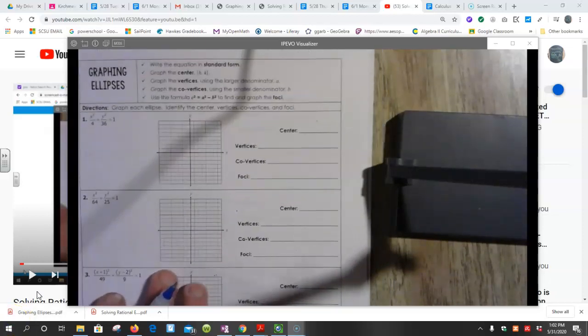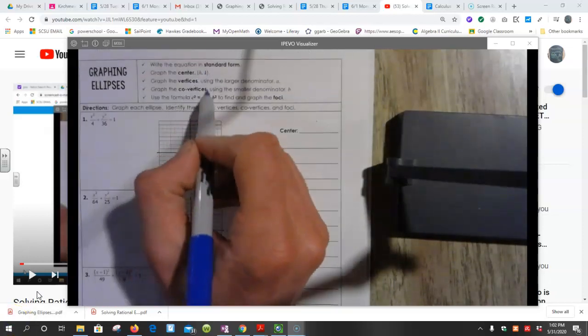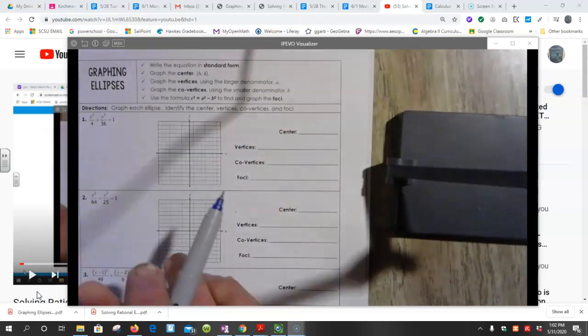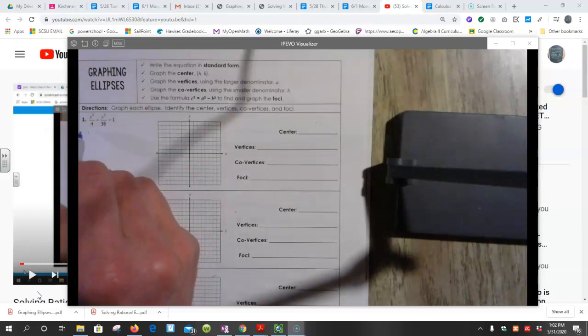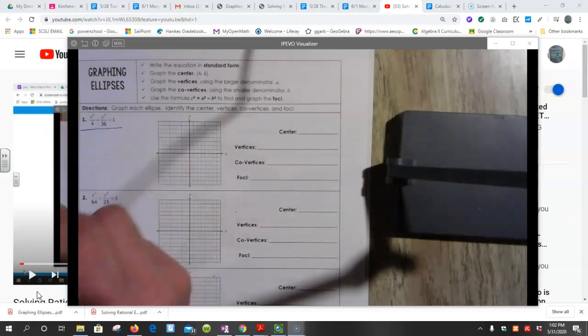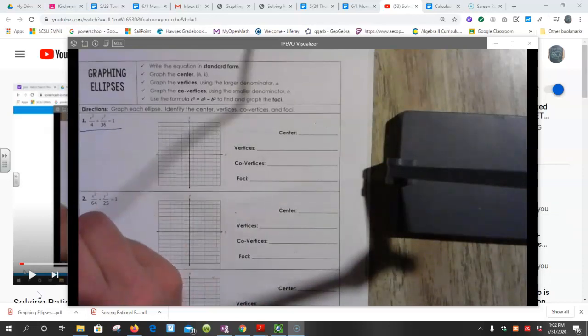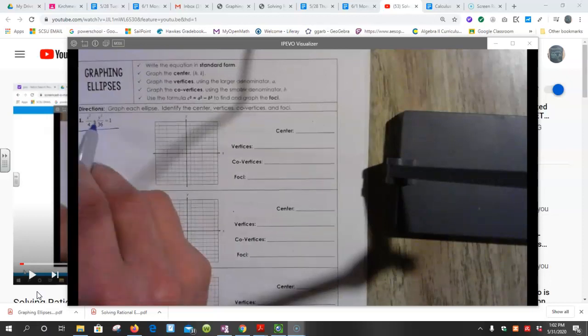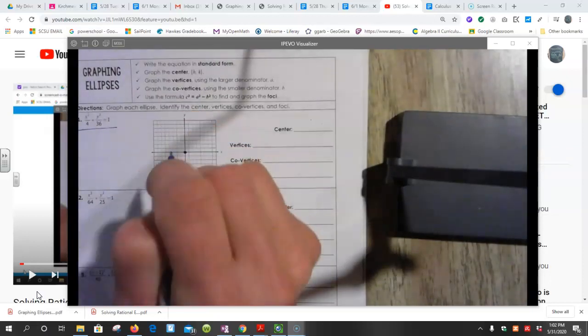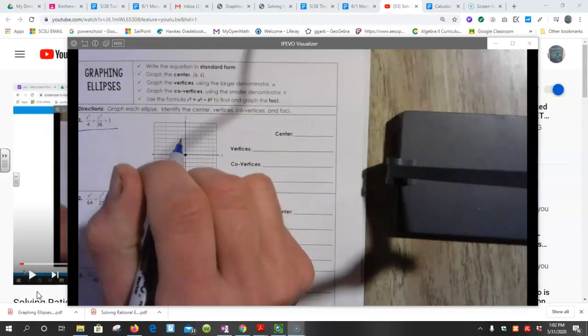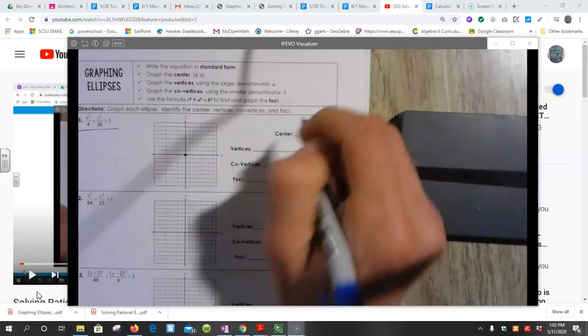Alright, so now we're going to graph some of these ellipses, and these are the steps right here, a little checklist that tells you what to do. So you're going to write it in standard form. So we have the ellipse in standard form, check. Now we're going to graph the center h, k. Well, in this case, h and k is 0, 0, so the center is going to be at 0, 0 right there.